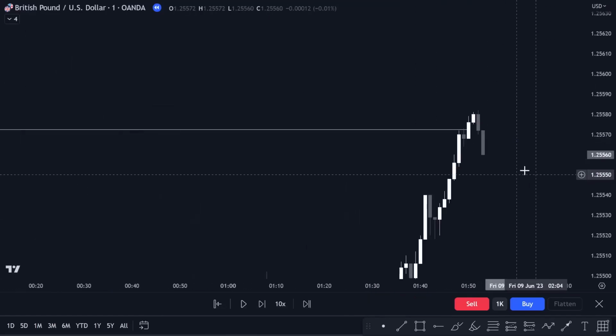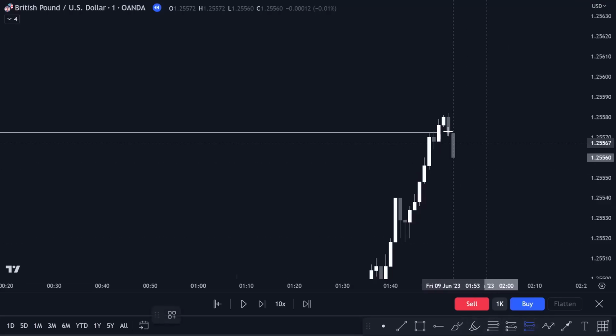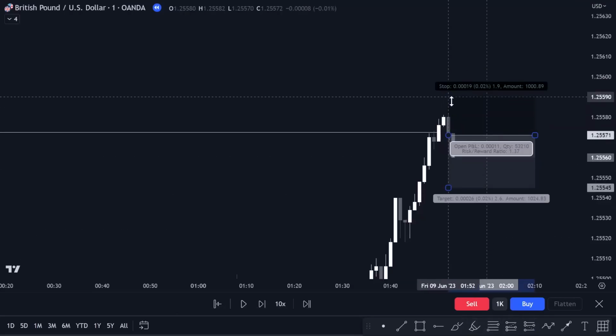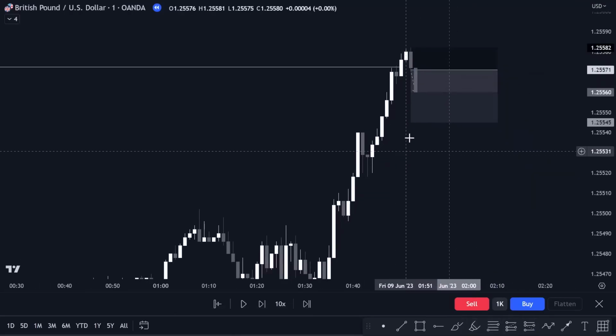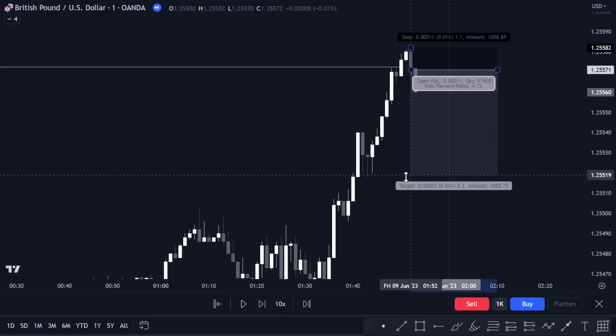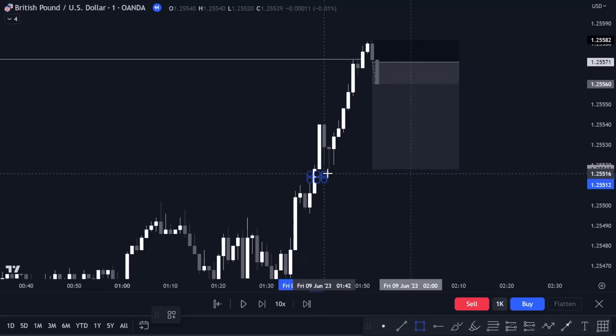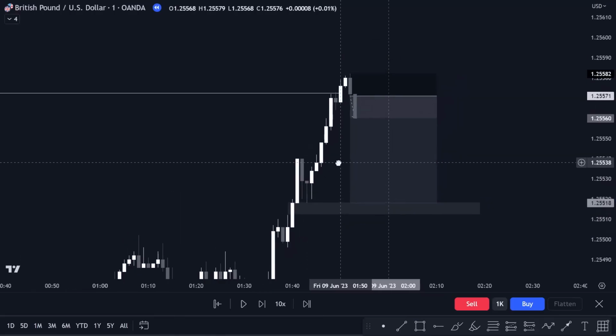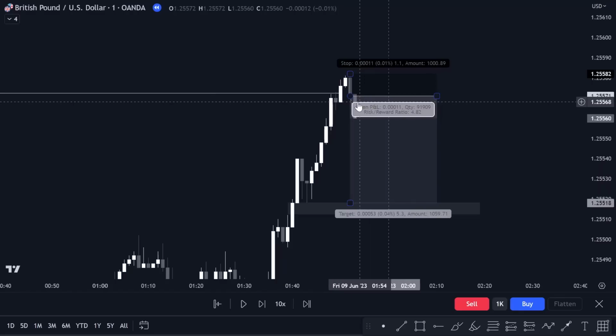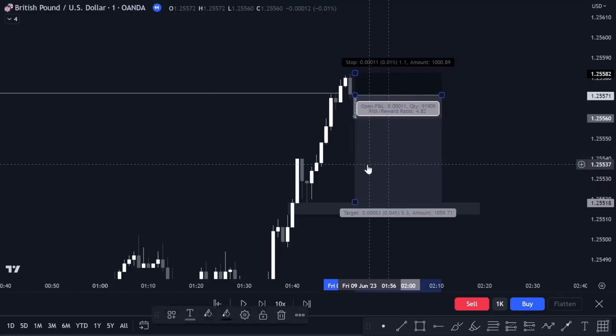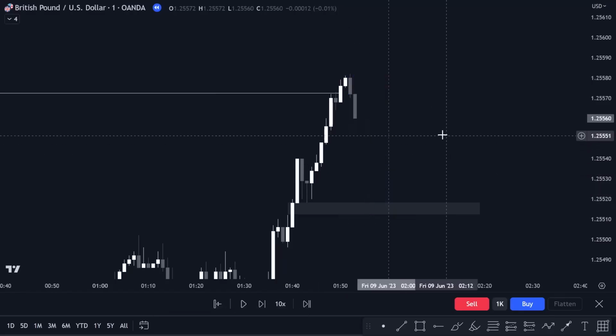Now we could have taken a trade here with a stop loss above this high, and then targeting, I would say, maybe this low here with a fair value gap. This is also my trading plan here. So this is something that we could have taken, but this is before the kill zone. So we need to stick with our rules. This is something that we can take.